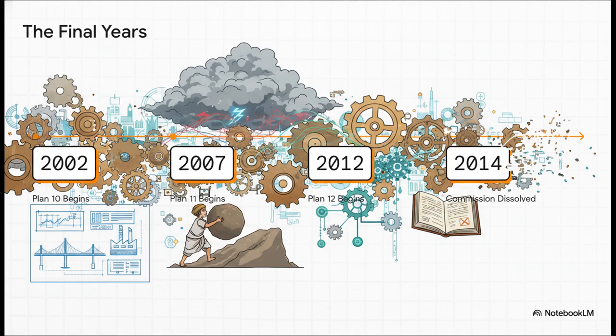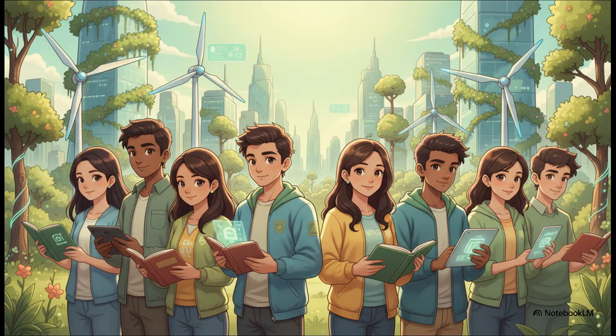But notice how the timeline abruptly stops in 2014. Before we get to that ending, look at how the buzzwords evolve across the Vajpayee and Manmohan Singh eras. Plan 10 heavily focused on social metrics, like reducing gender gaps and illiteracy. Plan 11 upgraded the goal to faster and more inclusive growth. And by Plan 12, they added a vital new keyword to the mix: sustainable. The ambition was no longer just about growing fast, it was about growing equitably and ensuring the environment and resources could actually support that growth long-term.